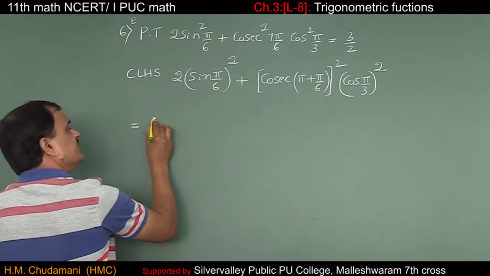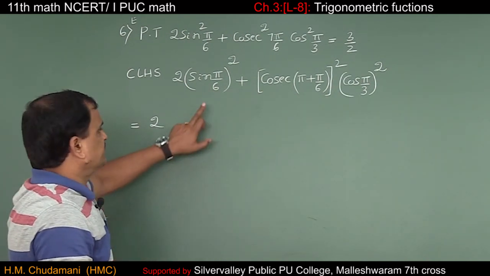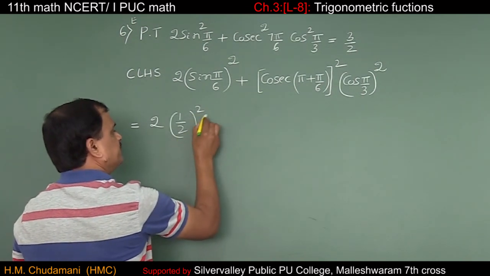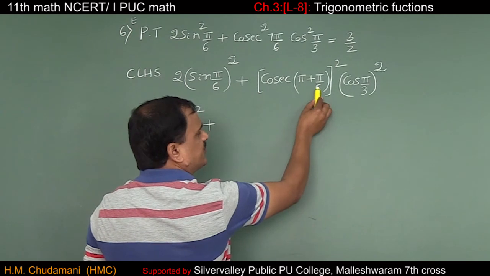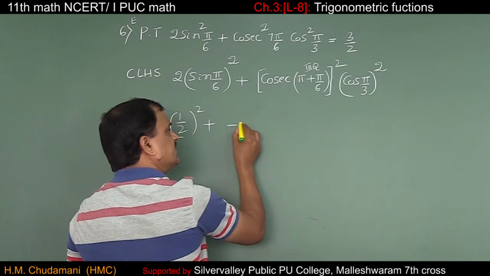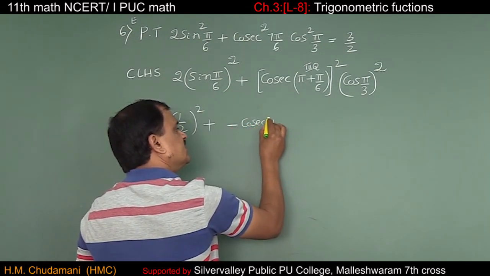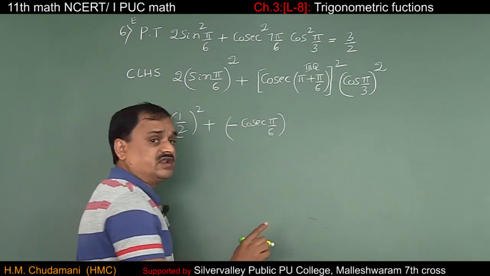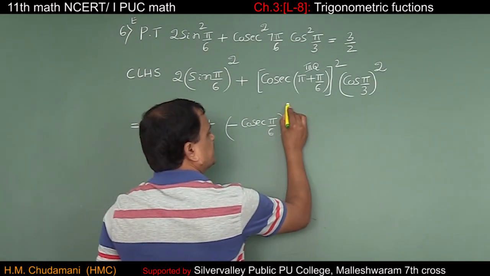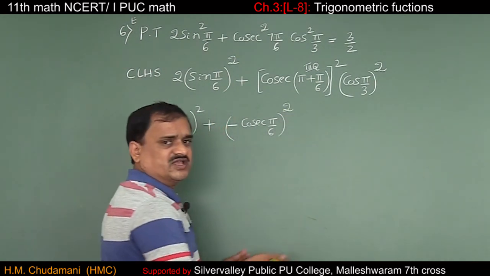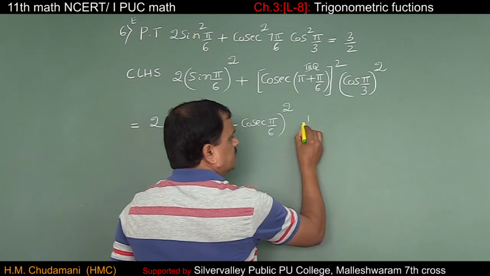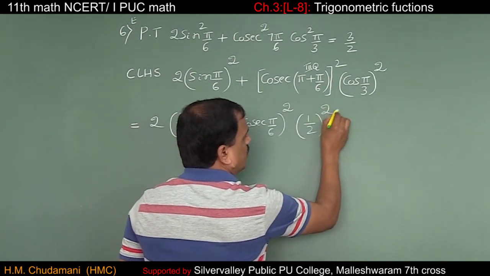So this is equal to 2 into sin pi by 6, 30 degrees. Sin 30 degrees is 1 by 2, the whole square, plus, 180 plus theta lies in the third quadrant. In the third quadrant, cosecant is negative, so minus cosecant pi by 6. Pi means 180, which doesn't affect. So minus cosecant pi by 6 the whole square. Cos pi by 3, cos 60 degrees is equal to sin 30 degrees, isn't it? So 1 by 2 the whole square.